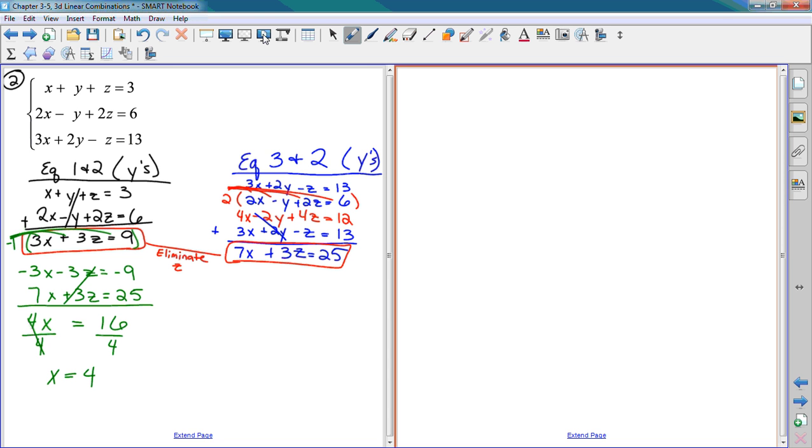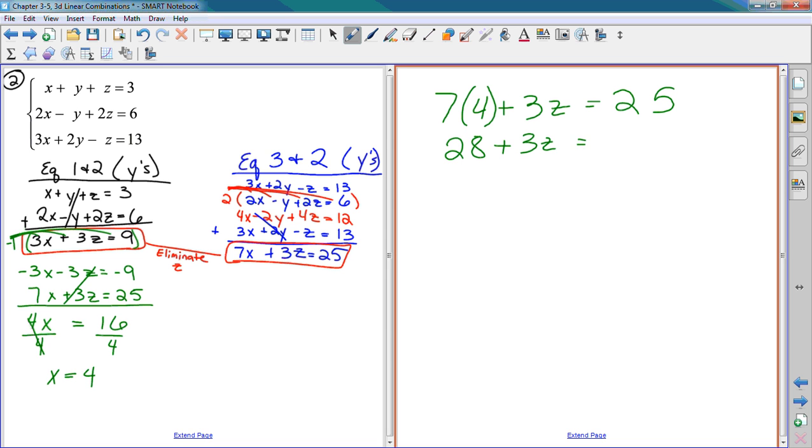Now, what do I do when I have x? Plug it into one of the equations. Take one of your boxed-in equations. That's why I box them in, so I can find them easily. Take one of your boxed-in equations and plug in x. So I'm going to take 7 times 4 plus 3 times z equals 25. So I have 28 plus 3z. I'm just doing algebra. Subtract 28. 3z equals -3.